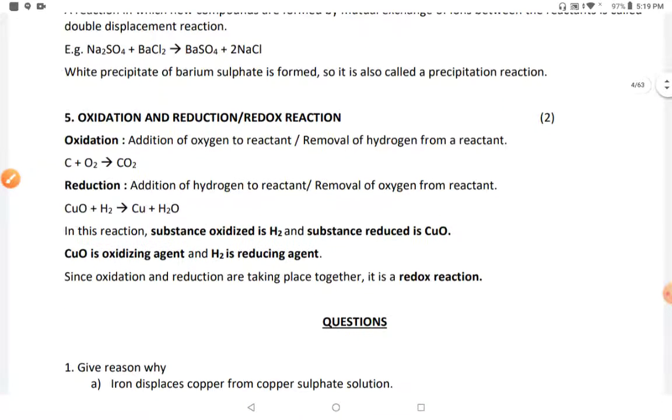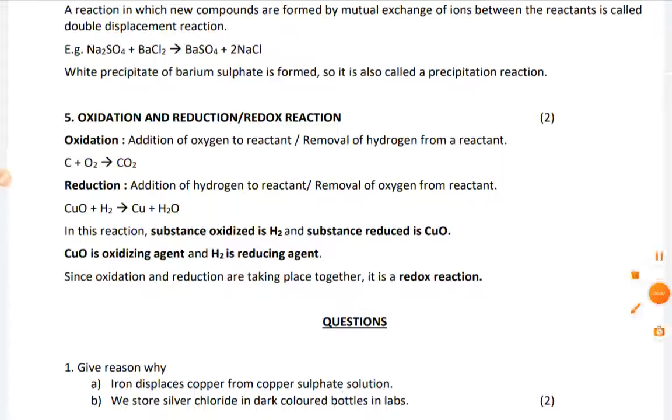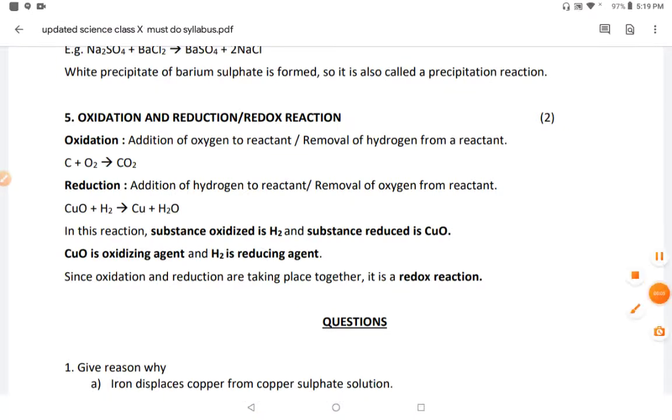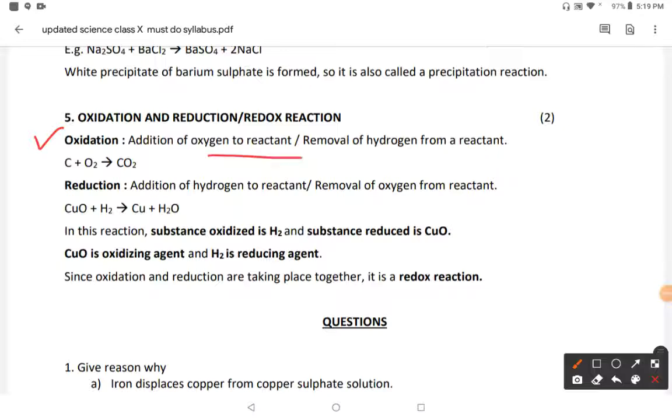Now the next reaction is oxidation and reduction. So it is called redox reaction. Oxidation means adding of oxygen to the reactants or removal of hydrogen from the reactant. Both are important for the presence of oxidation reaction. For example, C plus O2, carbon plus oxygen, makes carbon dioxide. Here oxygen is added into carbon, so it produces carbon dioxide.